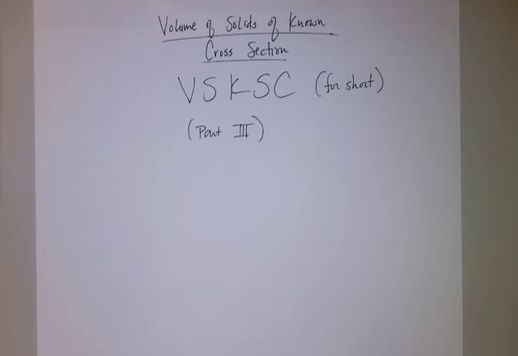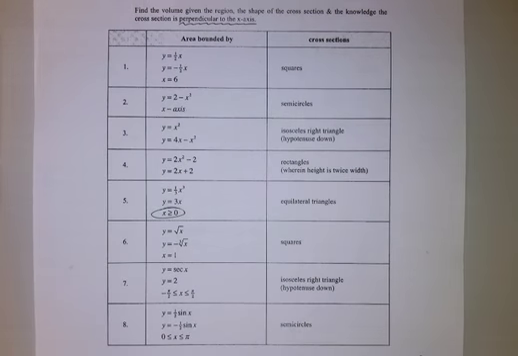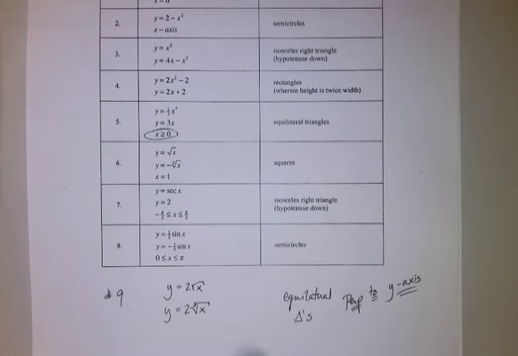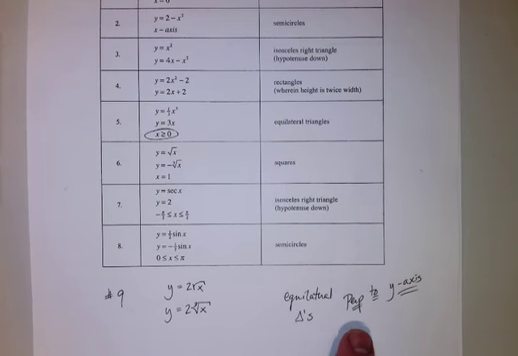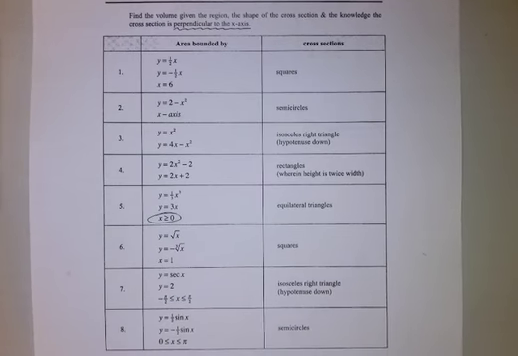Okay, third and final part, dealing with volumes of known cross-section, or VSKSC for short. We've been working through the worksheet that I've made, and we have three more problems. We have 7 and 8 on the original worksheet, and I want to show you an example of it being perpendicular to the y-axis, so we'll do that one last. But let's go and look at 7.